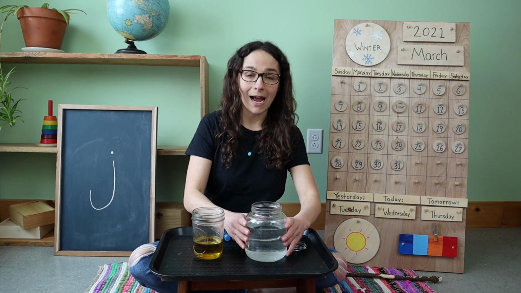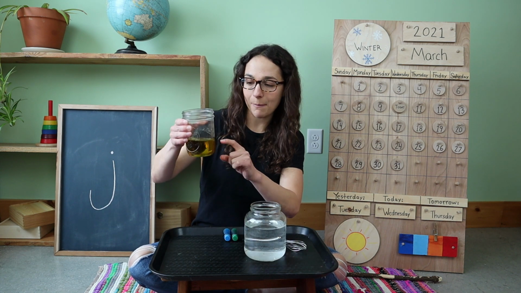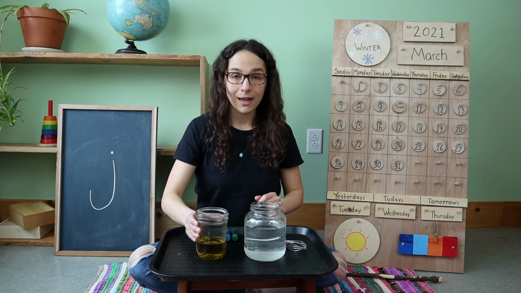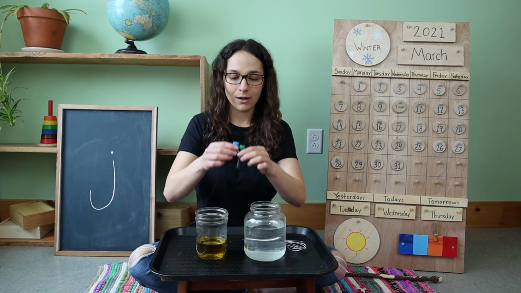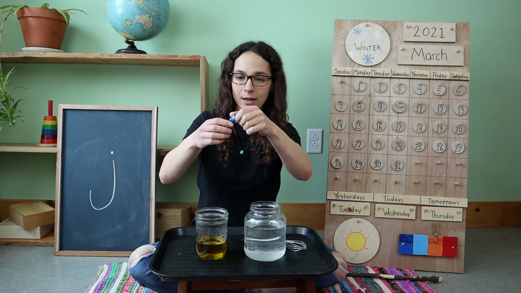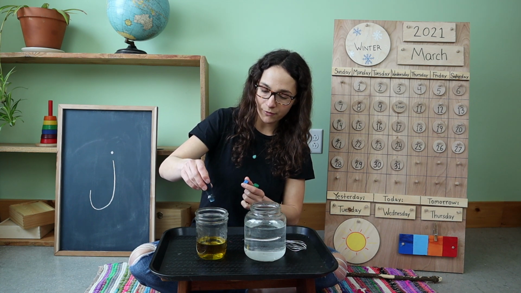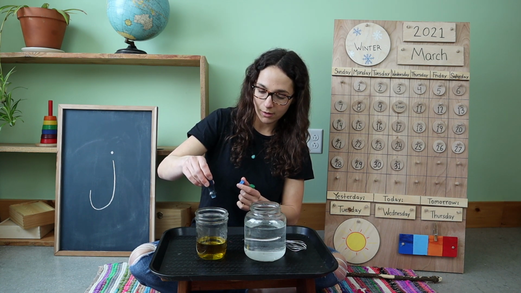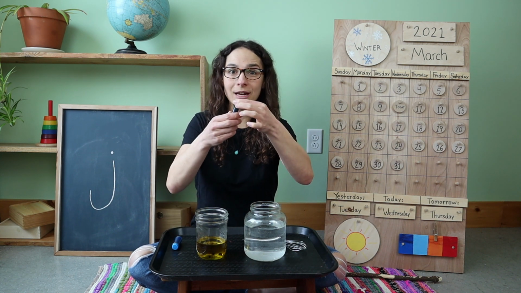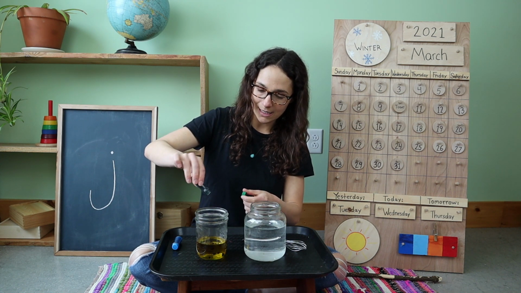For this experiment, I have a big jar of water. I also have a cup, and it's filled about a quarter of the way with olive oil. Now, the first thing that we did was to take some food coloring. So I have some blue food coloring, and I'm just going to open up the top and drop a couple of drops into the oil. I'm also going to add some green food coloring and drop it into the olive oil.